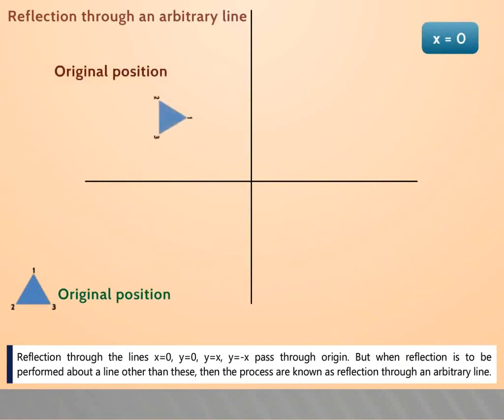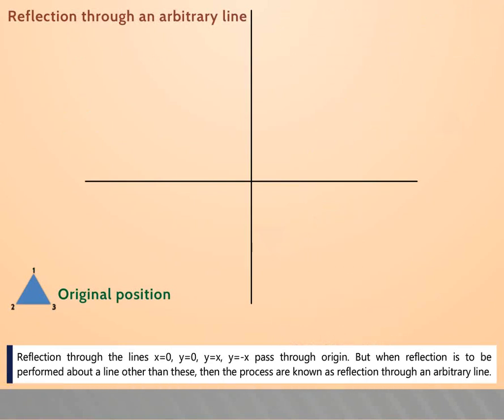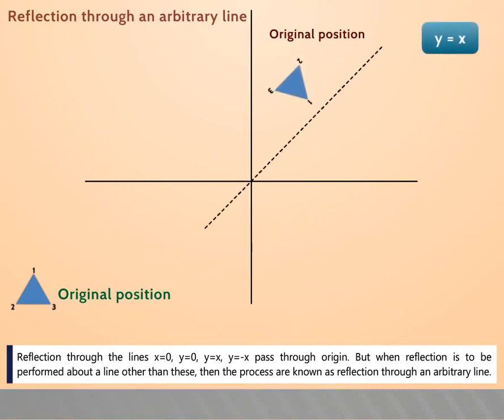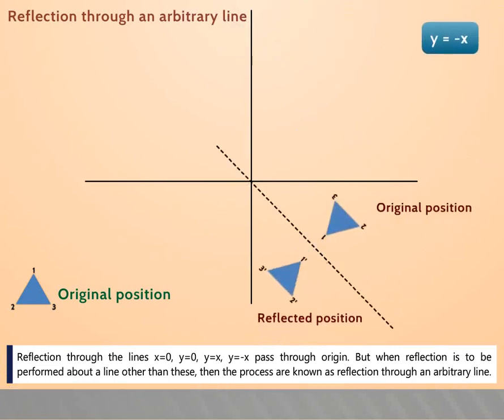Reflection through the lines x is equal to 0, y is equal to 0, y is equal to x, y is equal to minus x, pass through origin. But when reflection is to be performed about a line other than these, then the process is known as reflection through an arbitrary line.